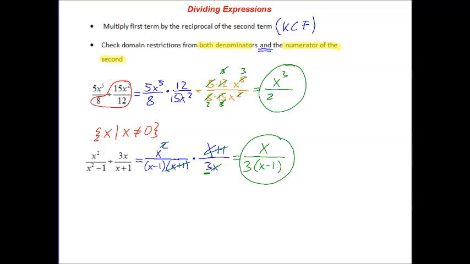Domain restrictions, there are some. This is what we have to look for domain restrictions, and remember our x squared minus 1, we also factored this out. So x cannot be equal to 1, negative 1, or 0. Let's move on to the next example.